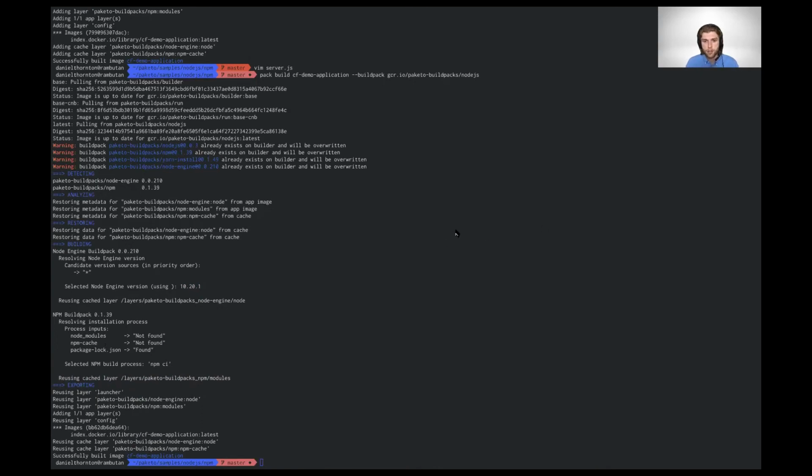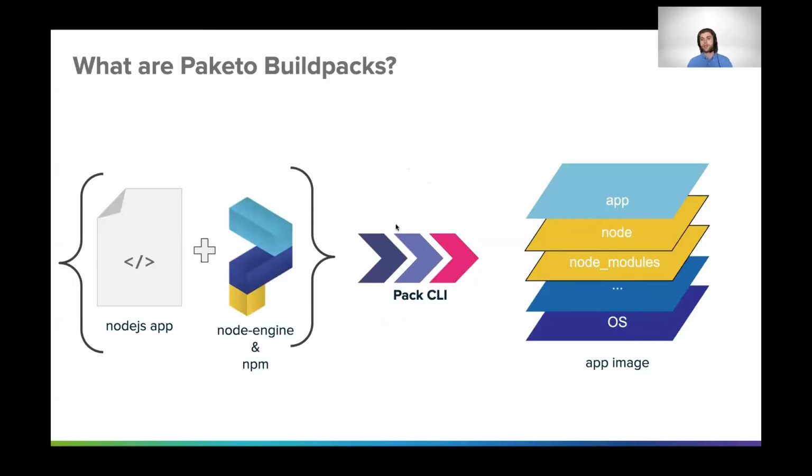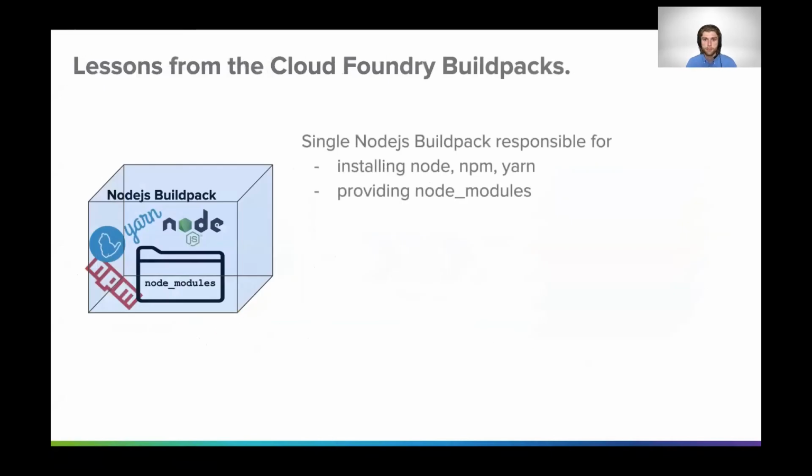But okay, let's briefly hop back over to our slides. So we've seen a little bit about how Paketo Buildpacks interact with the pack CLI to provide specific dependencies to our application and to ultimately build an app image. One of the things that we saw in the previous build was this usage of two build packs to provide both Node and NPM. And this is quite the opposite of what the Cloud Foundry Buildpack used to do. There's a reason for this.